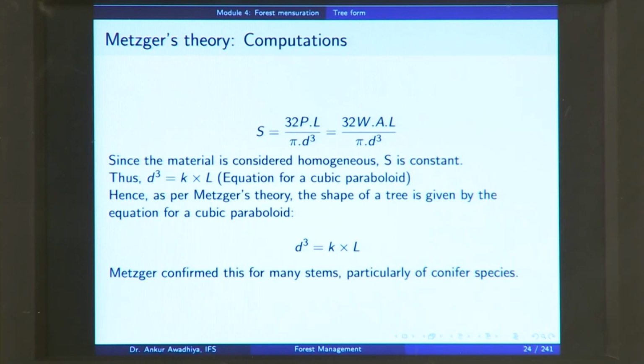Hence, as per Metzger's theory, the shape of the tree is given by the equation for a cubic paraboloid, or d cube is equal to k times L. Metzger confirmed this for many stems, particularly of the conifer species. Thus, Metzger's theory tells us that the form of a tree can be represented as a cubic paraboloid, which is given by the equation that we saw just now.